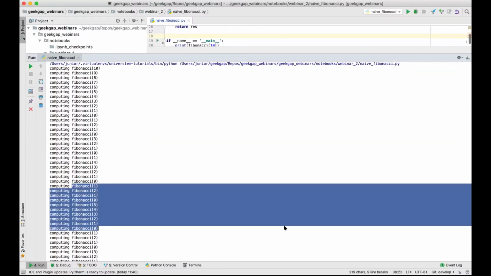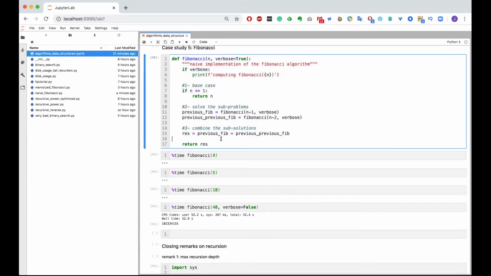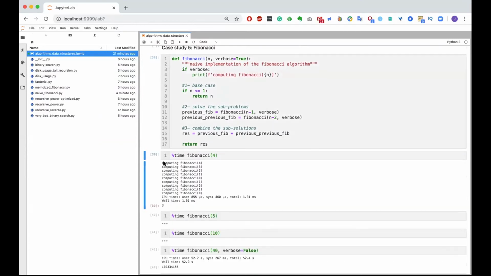And to draw that idea even closer home, let's look at the Jupyter Lab and compare the time complexities. So here I run Fibonacci of 4. It took, do you see the Jupyter?